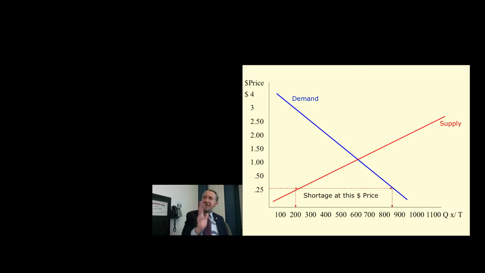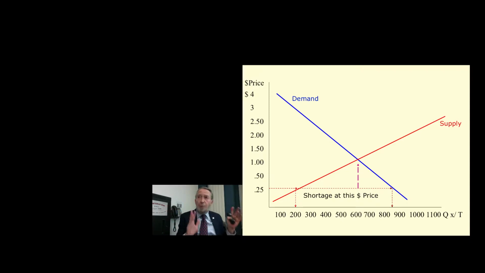Once sellers see that, then they know they can raise price, and that's what they always wanted to do. As the price goes up, they're willing to produce more because they can sell it for a larger amount. As the price goes up, buyers are not willing to buy as much. Quantity demanded is declining. But as long as you're below equilibrium, that competition between the buyers will drive the price up.